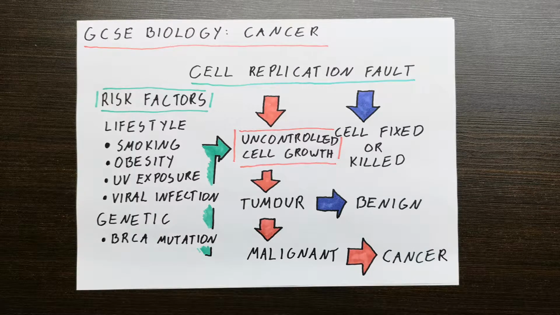They can enter our bloodstream, and then they can travel to some other body part within our body and then start forming a new tumor there. And as far as you're concerned, that's what malignant tumor means.